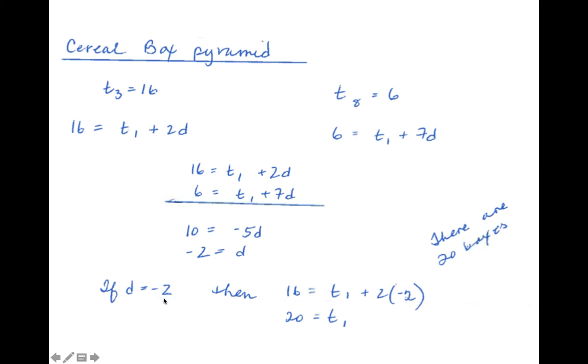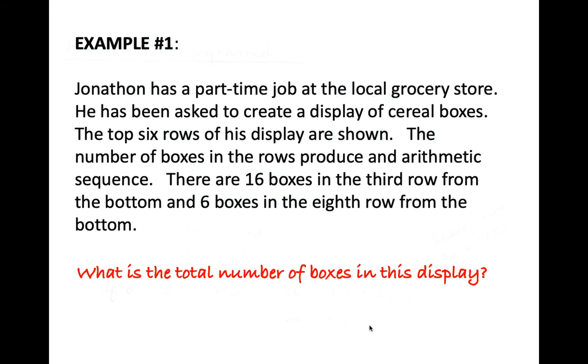Once I know the constant is -2, then I'm going to use one of my formulas. I chose to use this one to find the first term, and I plug in the constant of -2 and discover that the first term is 20. So the number of boxes in the first row of this cereal box pyramid is 20. What is the total number of boxes in this display?